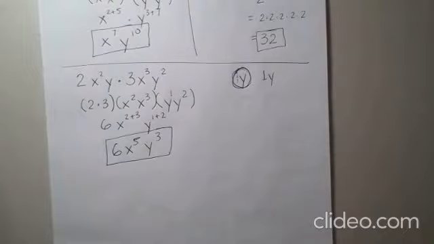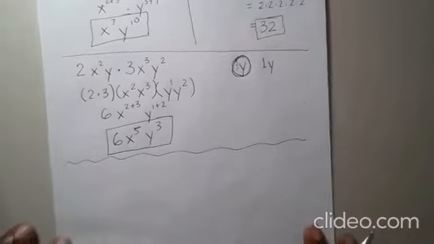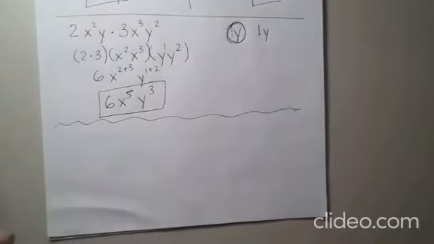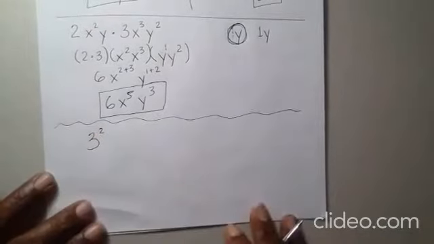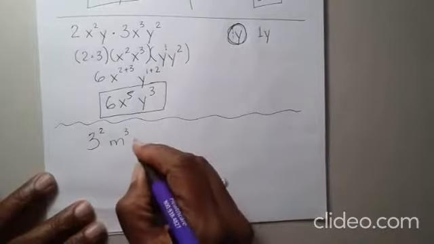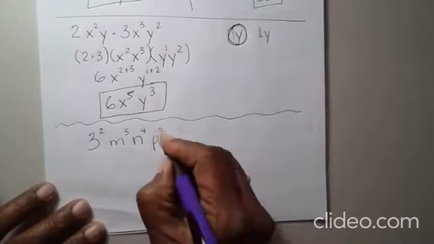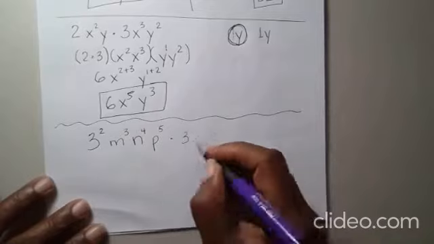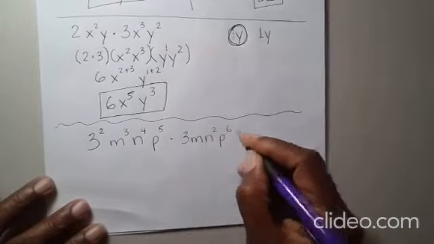So let's see, do we want to try another one together? Okay, so let's pull in some letters. I try to keep our numbers simple on these videos so we don't get ourselves too involved. 3 squared, let's say m cubed n to the 4th, and let's get involved. Let's see if we learned anything here. Times 3 m n squared p to the 6.